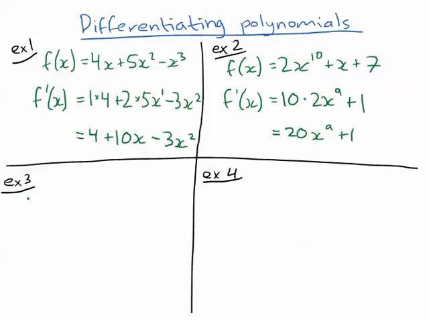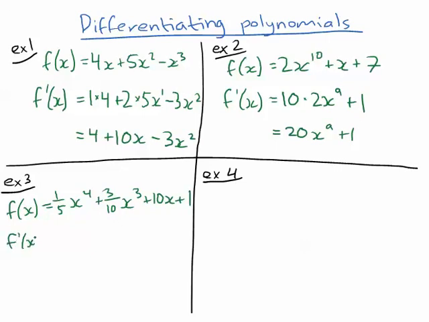We're going to start doing some fractions here. So we've got f of x is a 5th x to the power of 4 plus 3/10 x cubed plus 10x plus 1. Again, we can do exactly the same thing, just that we've got fractions. So the 4 is going to come down in front, so we've got 4 times a 5th, which is just 4 over 5. And then we're going to take the power down by 1, so 4 minus 1 is 3.